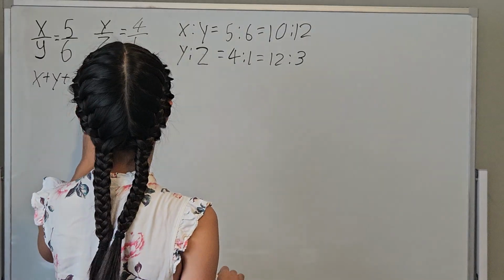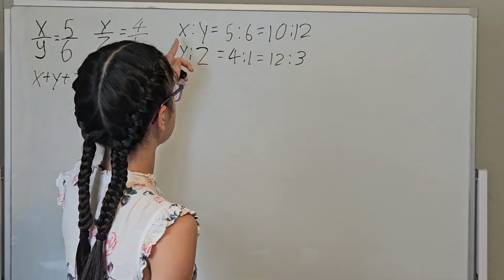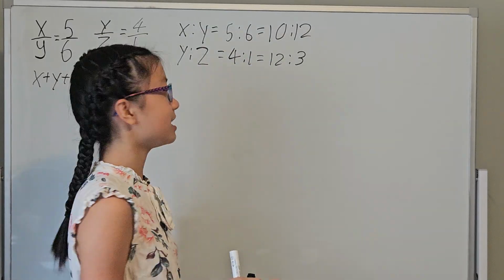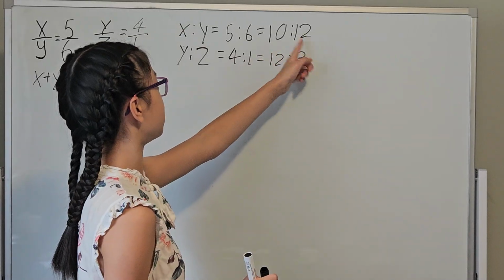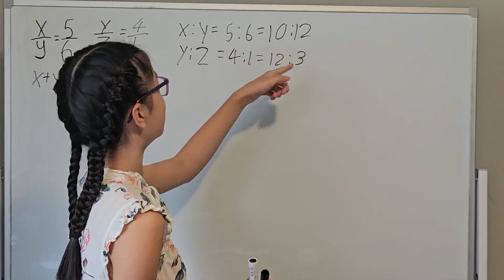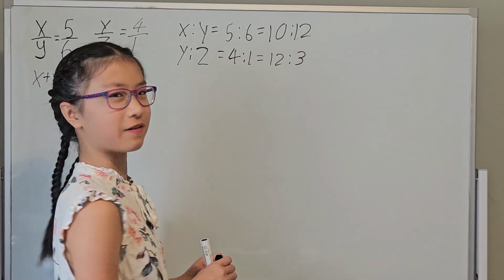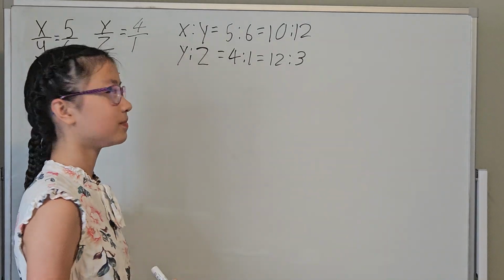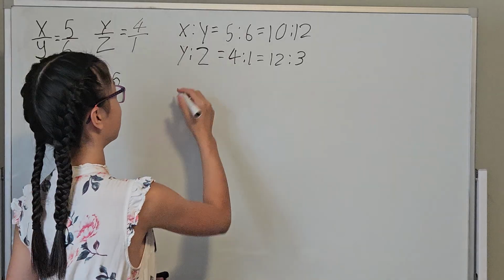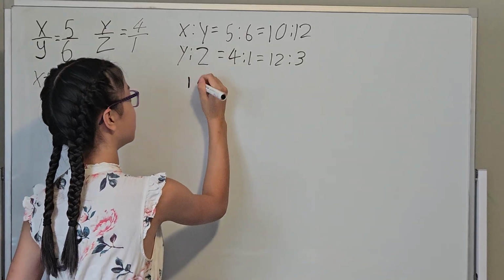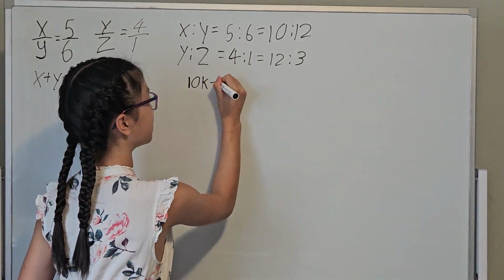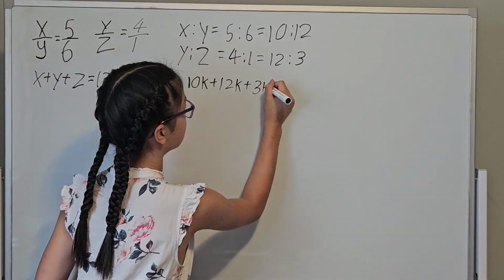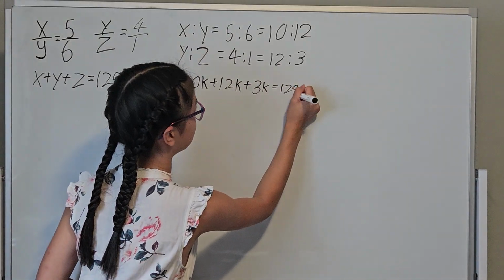So it says that all three x, y, z add up equals 125. But we can clearly see that 10 plus 12 plus 3 is not 125, which means we need to times each of them by a number. Let's say that number is k. So 10k plus 12k plus 3k equals 125.